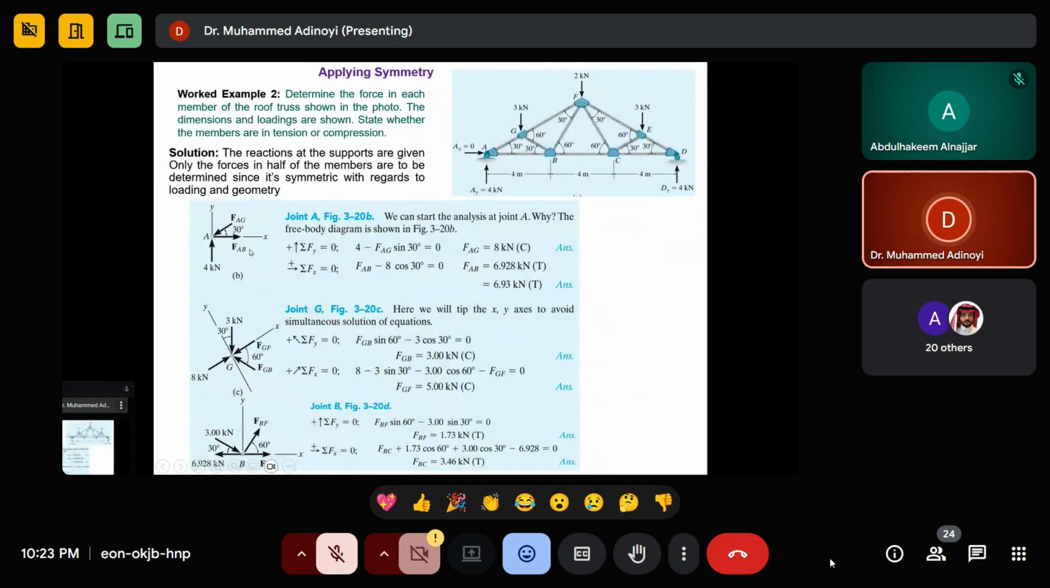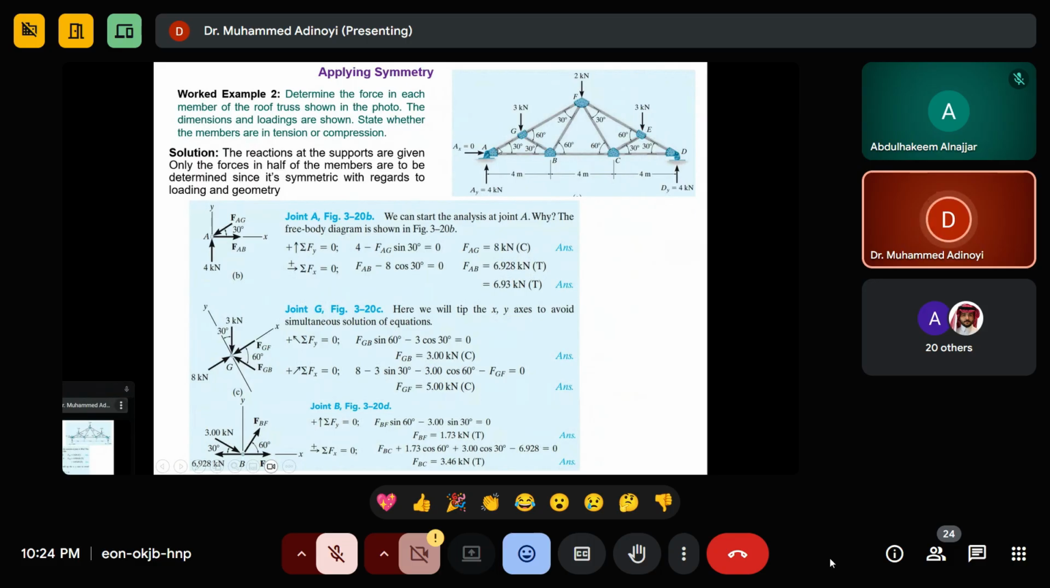Then AB is going to be this guy, right? This is going to be F of AG cos 30, which we already obtained as 8 kilonewton, minus F of AB equals 0. Since our answers are positive, it means the direction we chose is right. F of AG, we chose to be in compression. If it is pointing to the joint, we assume it to be compression. This one is compression, and this is the tension here. So when all our equations give positive answers, the direction we chose is right.